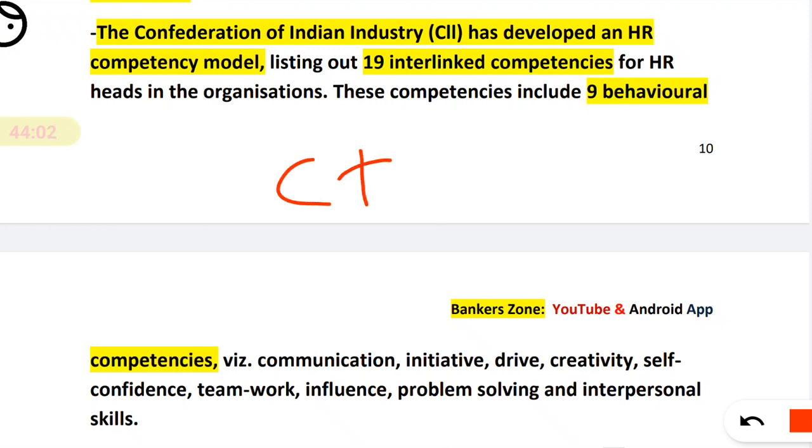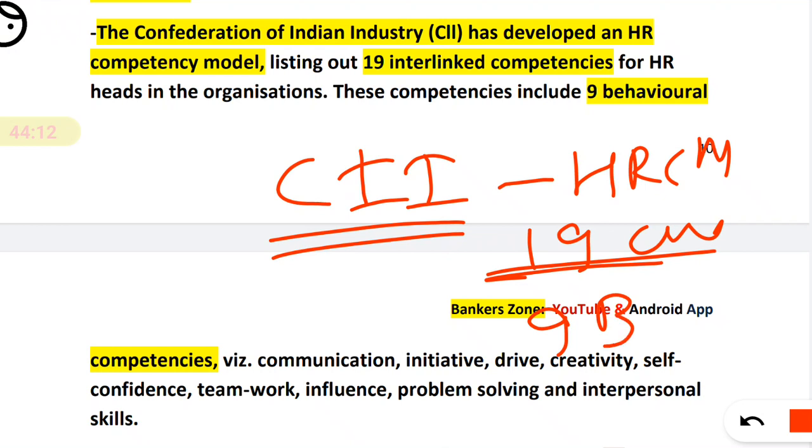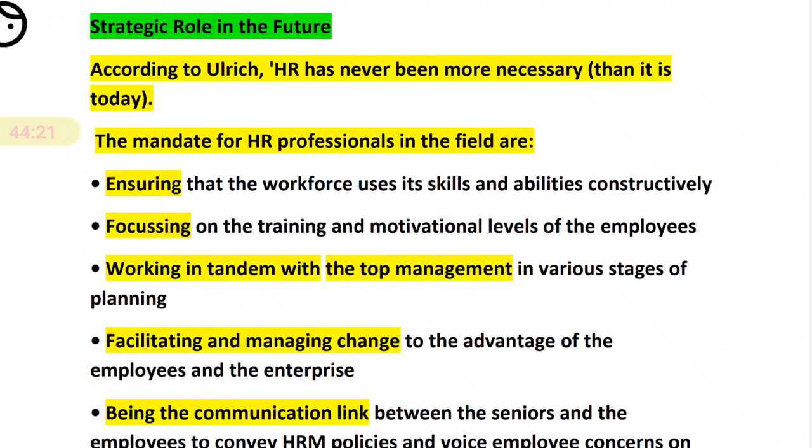The Confederation of Indian Industry, that is CII, has developed the HR competency model, and in that, a total of 19 competencies are interlinked. Out of that, 9 are behavioral and 10 are functional. Okay, just remember the figures. Now, strategic role in the future. So basically, in the future, HR has to play the strategic role also.